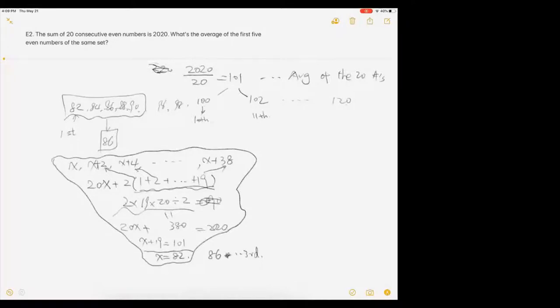And then Raghav took a shortcut here. Since it's asking for the average of the first five even numbers, and we know this is an arithmetic sequence, the average of the first five will be the third number. So Raghav just looked for the third number, which is 86.